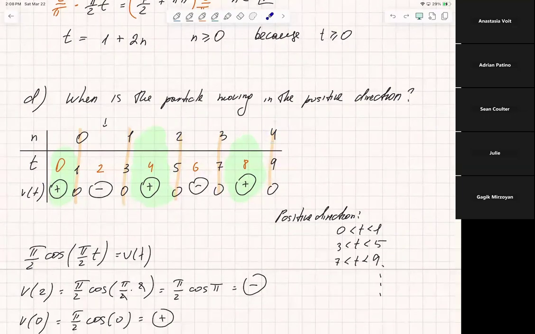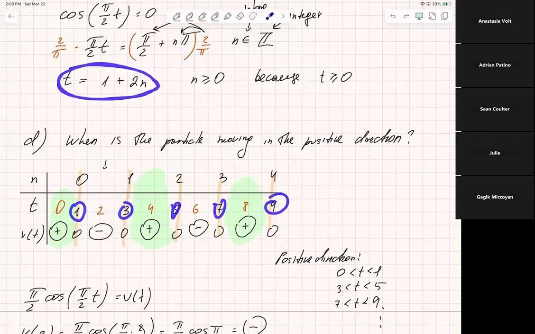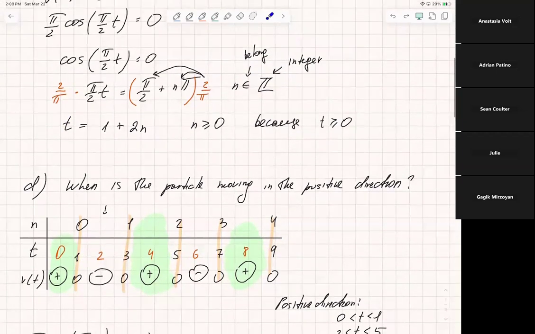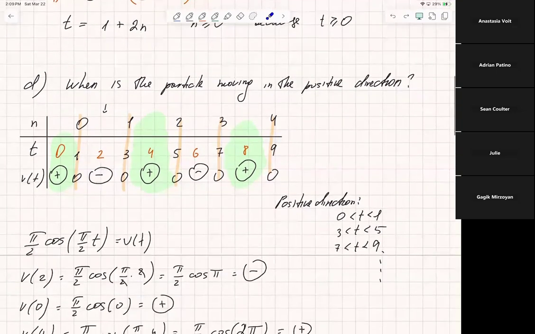And then we also know that when n equals 0, 1, 2, 3, so any integer, our time will be 1, 3, 5, 7, 9, right? This is the time when the particle is at rest. Every 1 plus 2n, that's when the particle is at rest, meaning that the velocity is 0. So that's where we put our zeros, right?